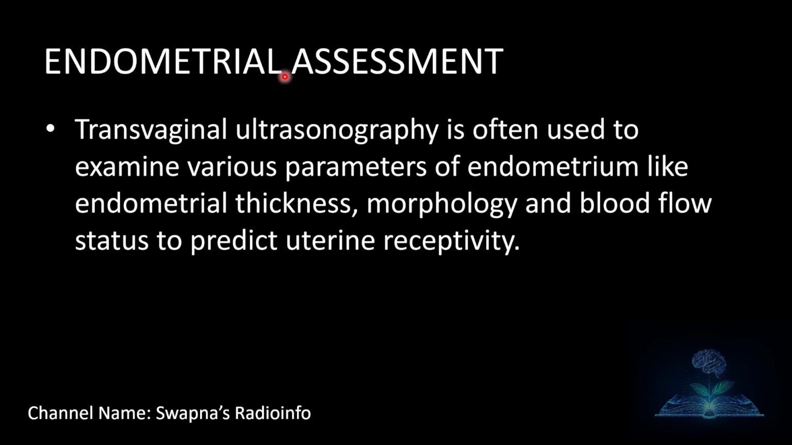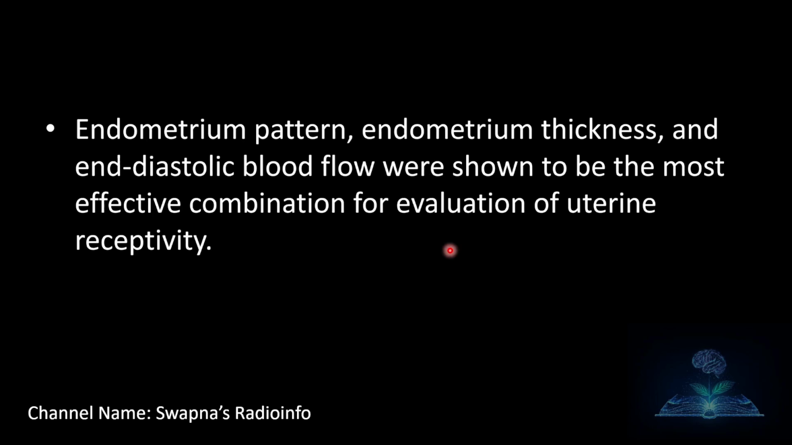Coming to the endometrial assessment, transvaginal ultrasonography is often used to examine various parameters of the endometrium, like endometrial thickness, morphology, and blood flow status, to predict the uterine receptivity. Endometrial pattern, endometrial thickness, and end-diastolic blood flow were shown to be the most effective combination for the evaluation of uterine receptivity.